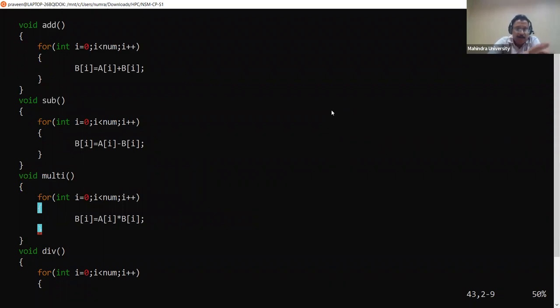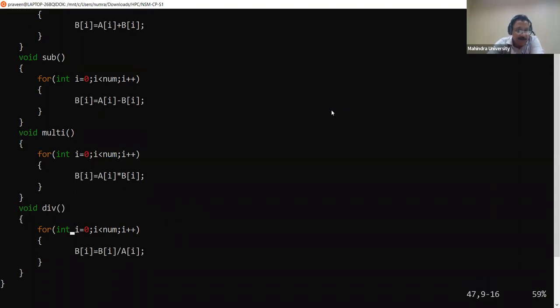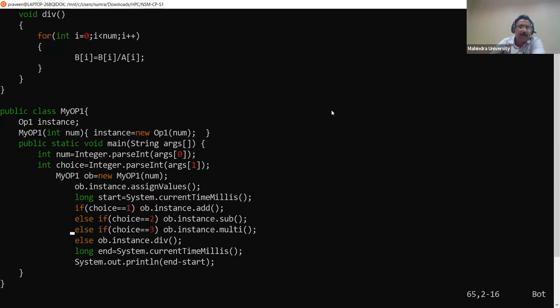In the add operation, I'm going to perform A of I plus B of I, and I'm going to store the final result in B of I. In the subtraction operation, A of I minus B of I, and I'm going to store the result in B of I. In the third one, I'm going to multiply A of I and B of I, and store the result in B of I. In the fourth function, the division operation, I'm going to perform B of I over A of I, and store the final result in B of I. Nothing great in that.